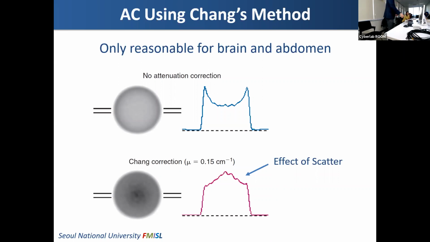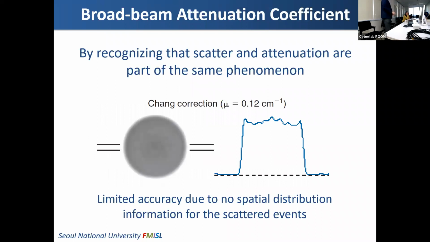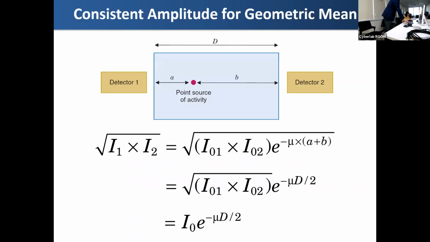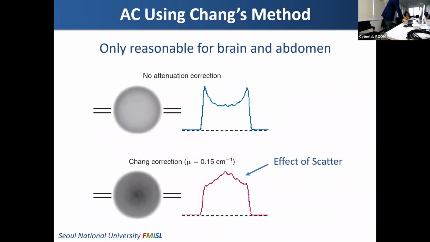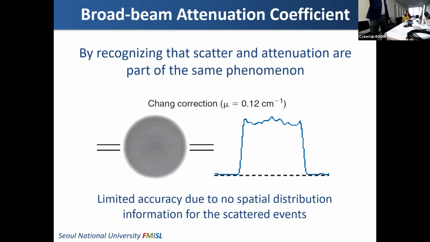So one possible way is to apply the attenuation coefficient measured with broad beam geometry. As I said, we measure the attenuation coefficient with broad beam geometry. The attenuation coefficient will be smaller because it includes the scattered photons. But if we use this value, intrinsically we can correct the scatter together. Right? So this is one possible way to get a more uniform profile after attenuation correction, applying Chang's method with the broad beam attenuation. Okay, so this is one of the tricks you can apply.